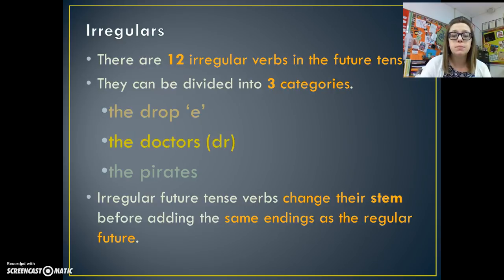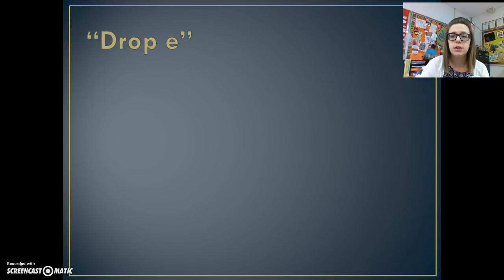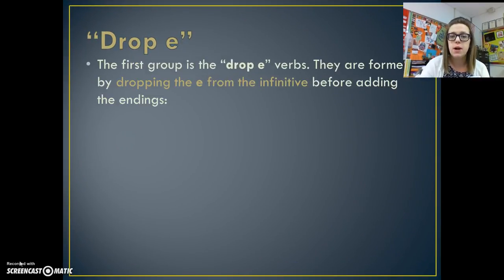Irregular future tense verbs change their stem before adding the same endings as regular future tense verbs. So the endings will be the same. It's just the stems that change. All right. So let's take a look at the first group, which is the drop E. They are formed by dropping the E from the infinitive before adding the endings.